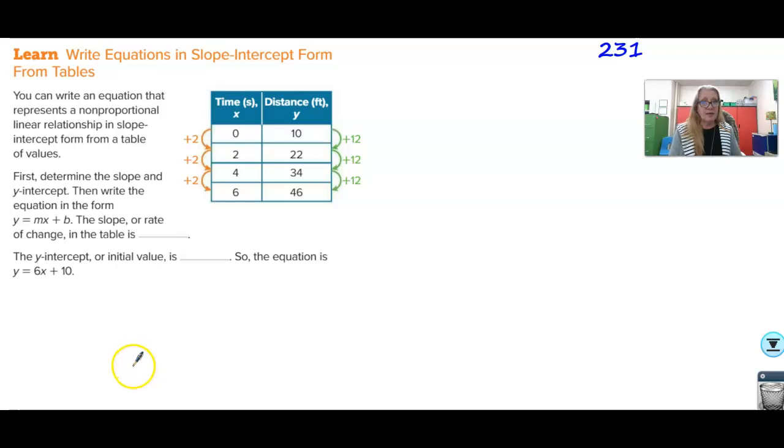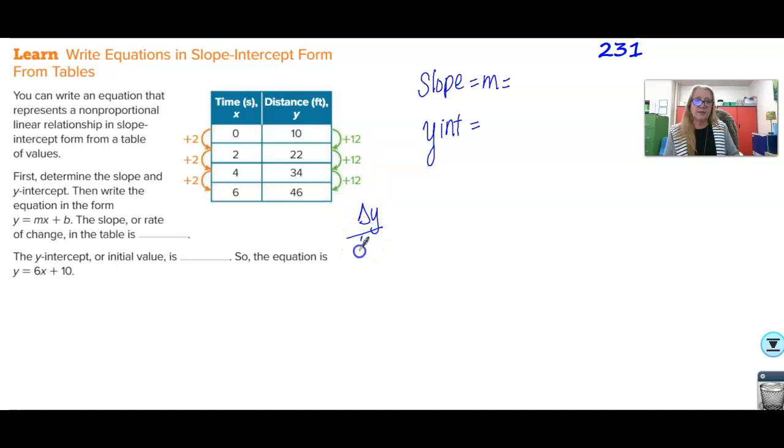Now they're going to give you a table, okay? Tables are still your friend, all right? When we have a table, we need to find the slope or the m, or the rate of change, and then we need the y-intercept, which is the starting value, okay? So we know slope is change in y over change in x. I've said that a million times.